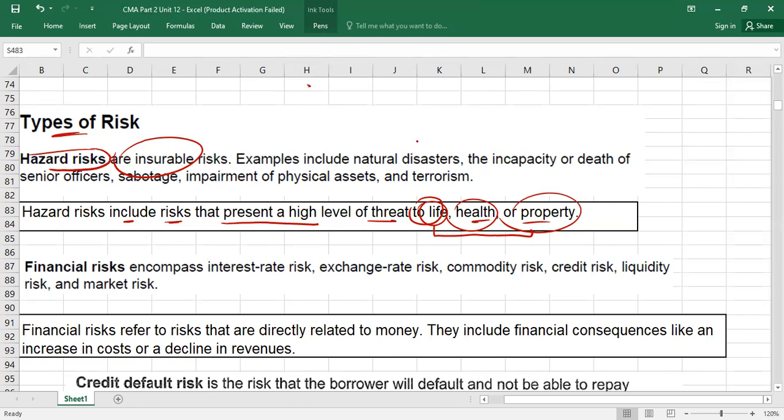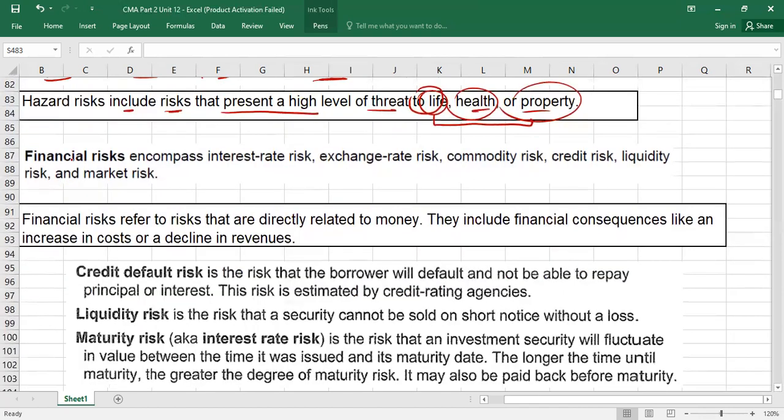Understood, guys? Then please remember what types of hazard risks there are. For example, you may have a risk of natural disasters, death of senior officers, sabotage to the business system, impairment of physical assets, or terrorism. All these are called hazard risks. In simple words, hazard risks are insurable risks, and usually these risks are relevant to life, health, or property. Now we have a second type of risk, which is called financial risk.